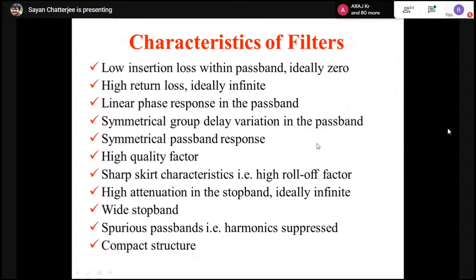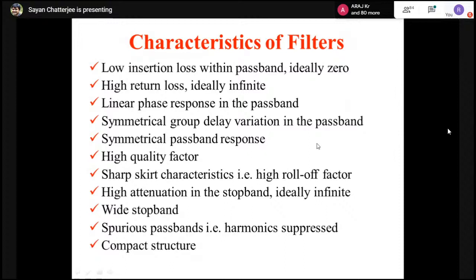Then symmetrical passband, that is a very important criterion. Sometimes we have seen filters, especially in the bandpass cases, that contain a rising edge and a falling edge, and the rising edge and falling edge slopes are not at all symmetric. In those cases, the problem comes when you have very close image signals. So if you have image rejection filters, your symmetry is very important.